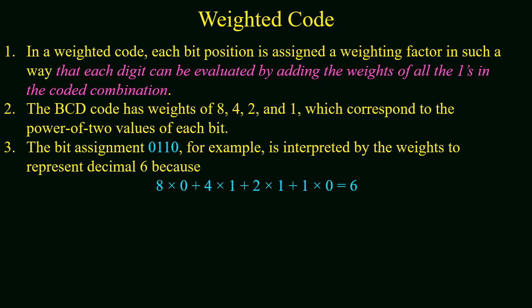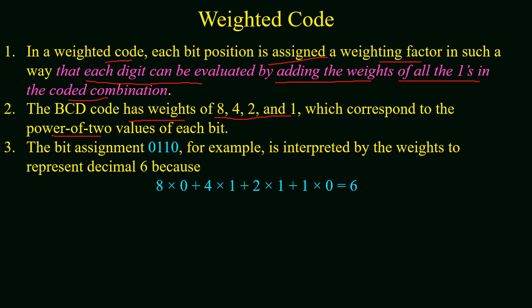In a weighted code, each bit position is assigned a weighting factor in such a way that each digit can be evaluated by adding the weights of all the ones in the coded combination. The BCD code for a single decimal digit has 4 bits, and these 4 bits have weights of 8, 4, 2, 1 starting from the left-hand side. And these weights correspond to the power of 2 value of each bit.